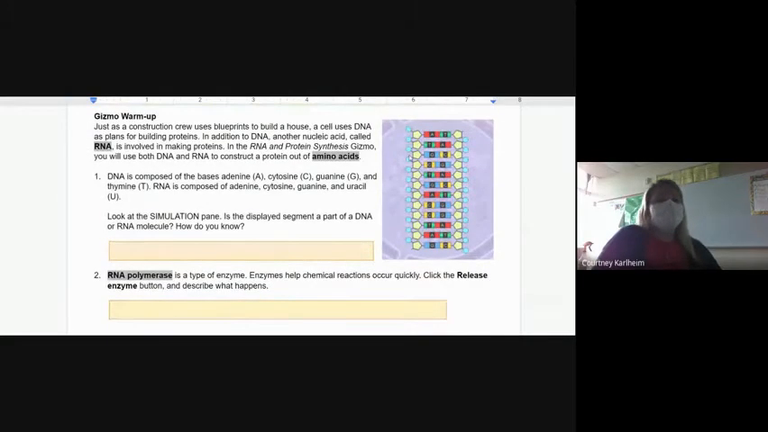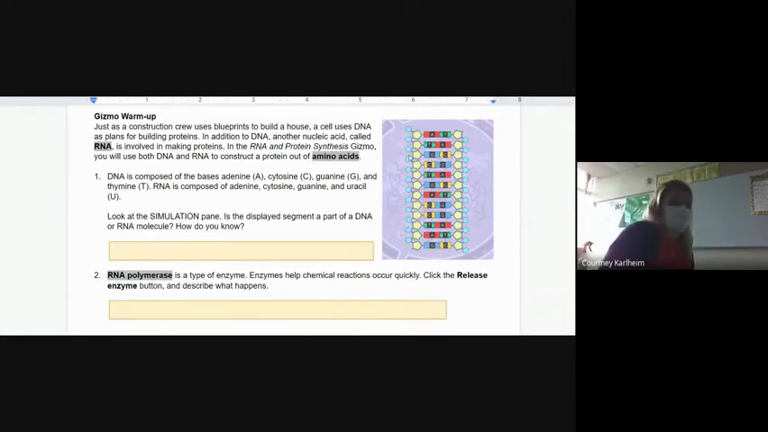says that just as a construction crew uses blueprints to build a house, a cell uses DNA as plans for building proteins. In addition to DNA, another nucleic acid called RNA is involved in making proteins. In this Gizmo, you will use both DNA and RNA to construct a protein out of amino acids.